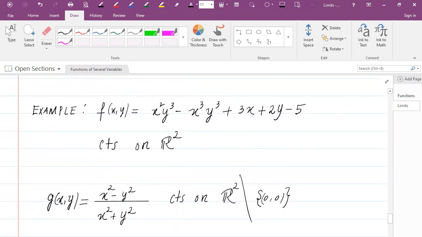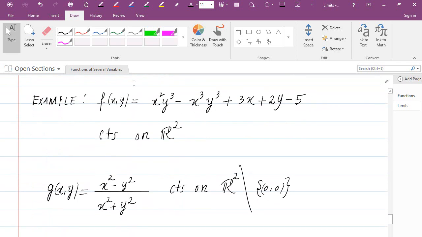For example, if I have this function f(x,y), which is like a polynomial in two variables x and y, then this is going to be a continuous function on R2.